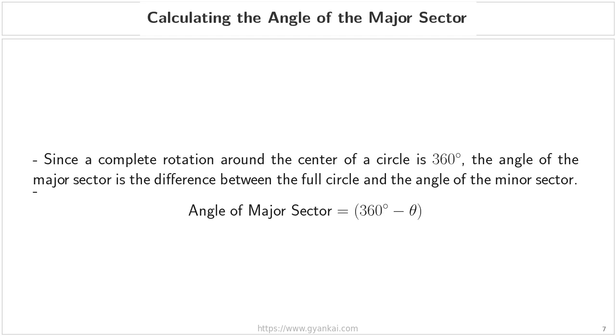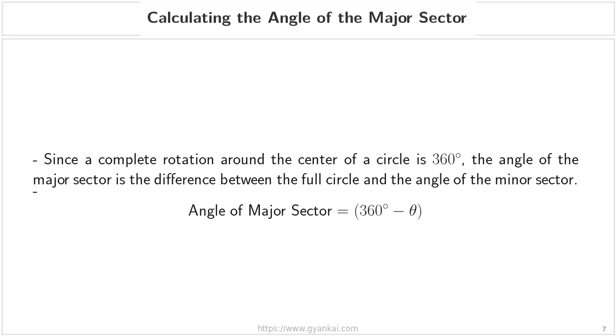Calculating the angle of the major sector. Now that we have identified the two different types of sectors, the minor and the major, let's look at how we actually calculate the angle for that larger, major sector. Think back to what we discussed regarding a full rotation. We know that a complete trip all the way around the center of a circle is exactly 360 degrees. Because the minor sector and the major sector together make up that entire circle, finding the missing piece is quite straightforward. To find the angle of the major sector, you simply take that full 360 degrees and subtract the central angle of the minor sector, which we have been calling theta.